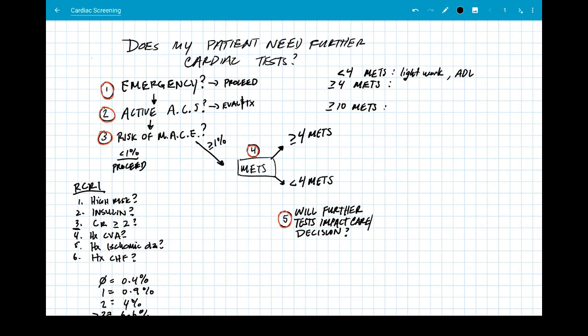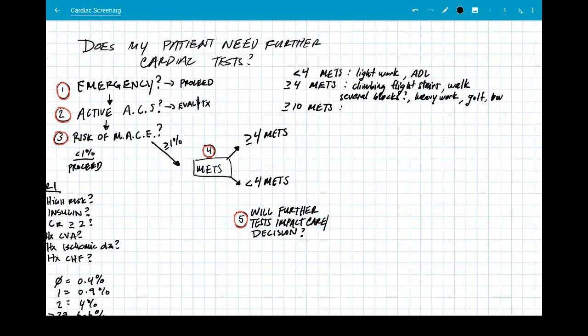Greater than or equal to 4 METs are going to be things like climbing a flight of stairs, can you walk several blocks, heavy work around the house, and low intensity activities like golf, bowling, etc. Greater than or equal to 10 METs are going to be strenuous activities, such as swimming, tennis, football, basketball, skiing.